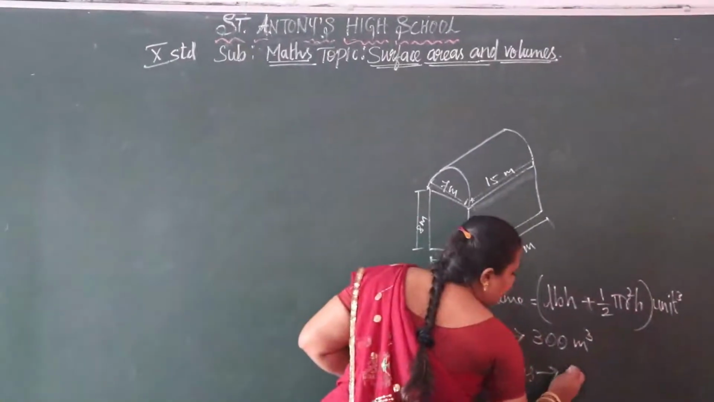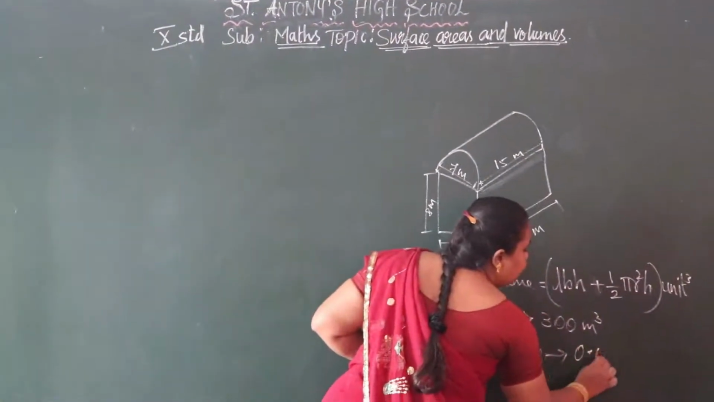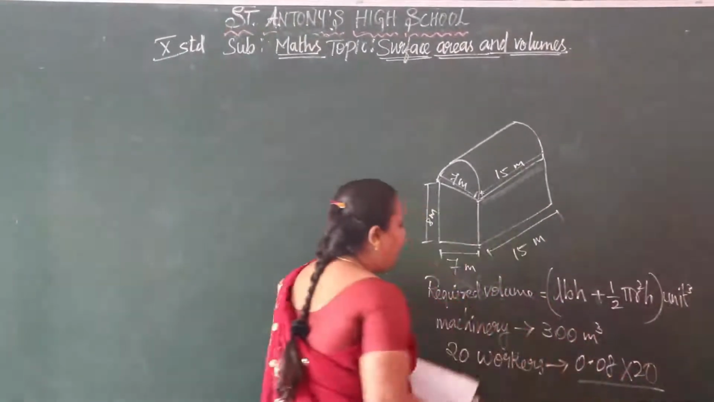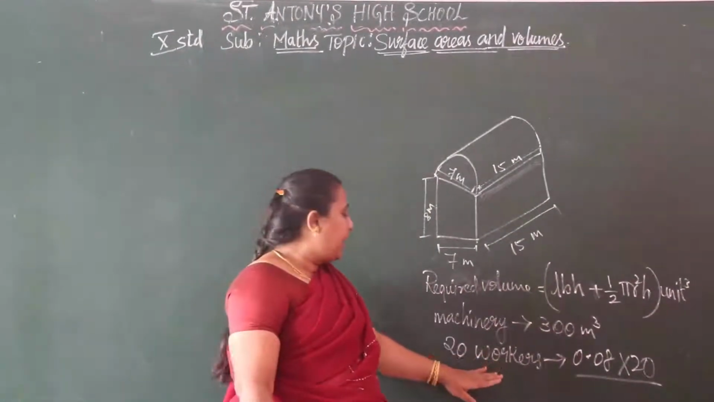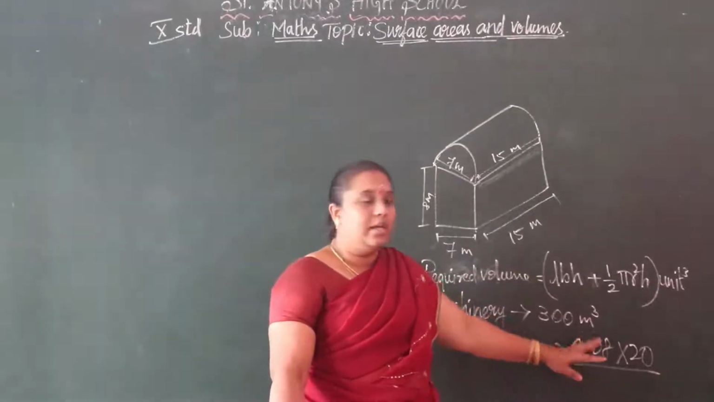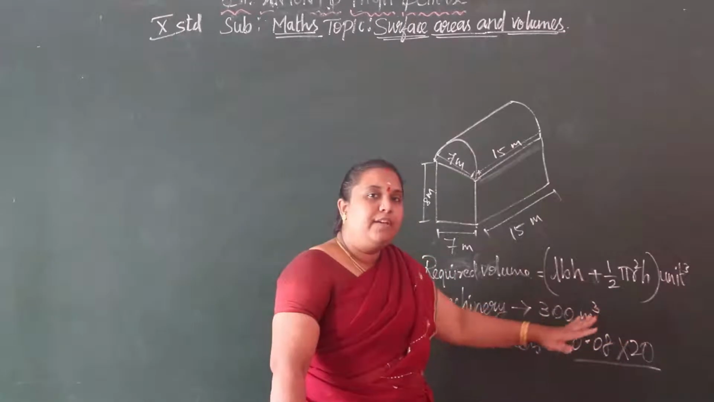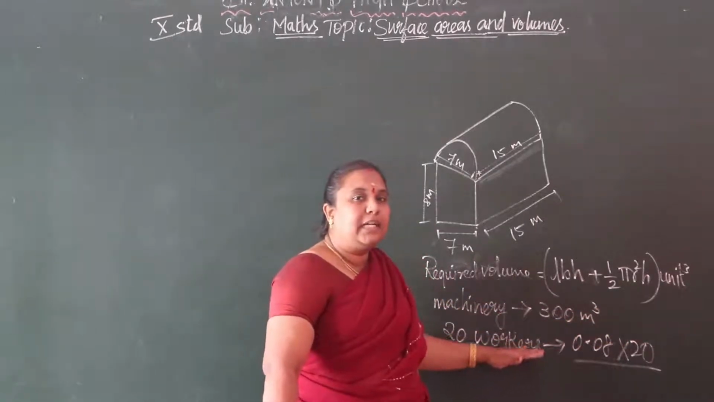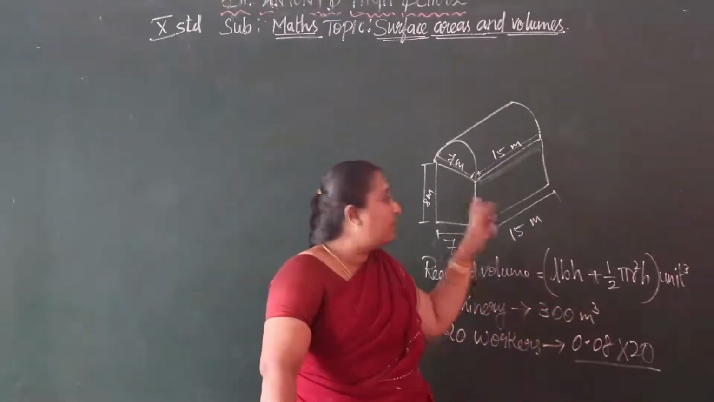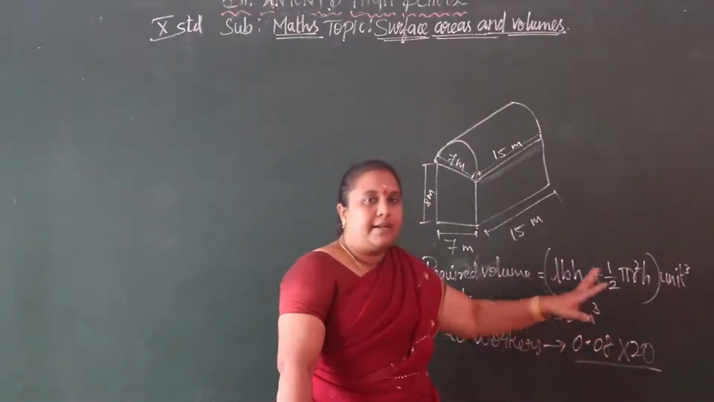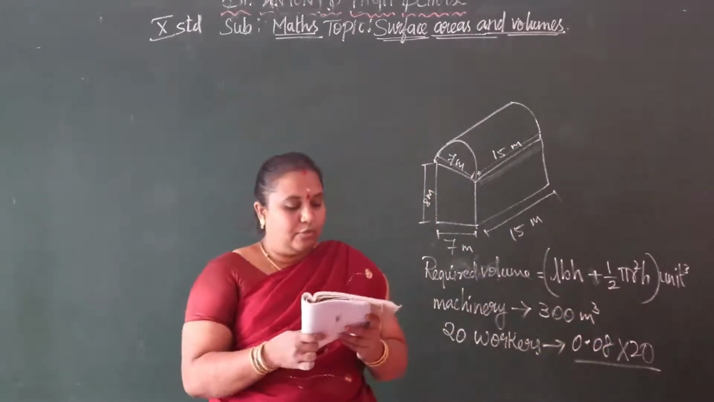So each 0.08 meter cube into 20, we get the total space occupied by 20 workers. Each worker occupies 0.08 meter cube, so we want to get how much space the 20 workers occupy in this shed. That is 0.08 into 20. This also we want to find out.